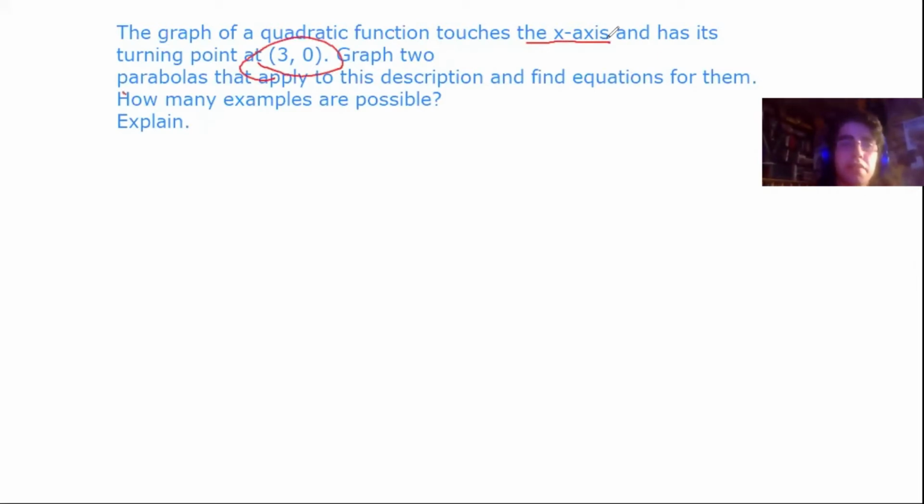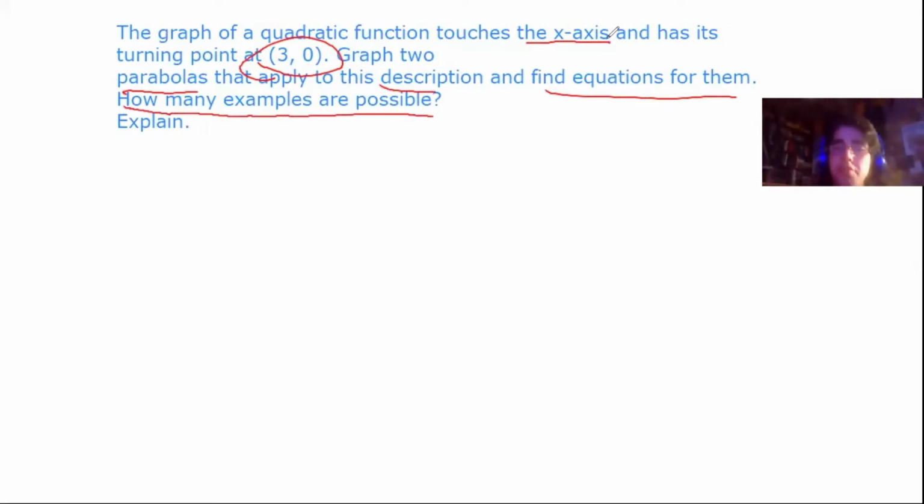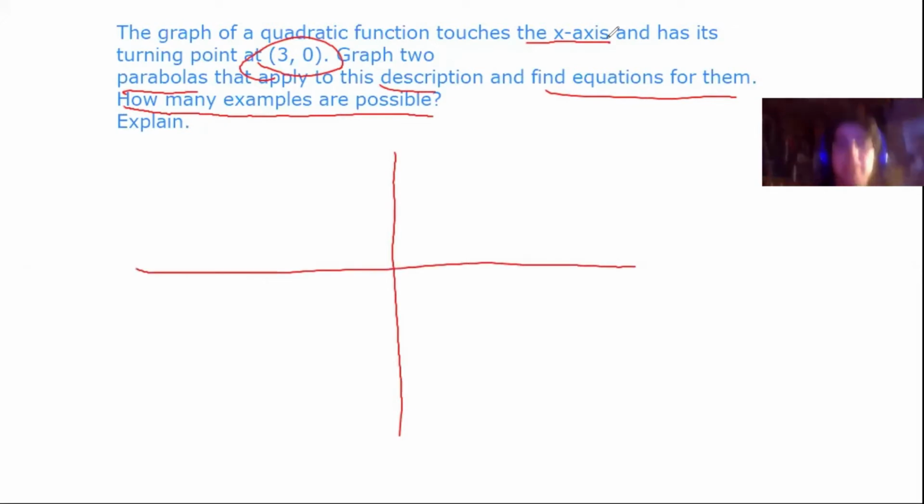We want to graph two parabolas which apply to this description and find equations for them. And then we need to answer the question of how many examples are possible. So let's address the first part, and we're going to go with the two most obvious types of graphs we can get here. So we know it has a turning point at (3, 0), and it's not going to cross the graph at that point. So therefore, if I draw a point there, I know that that's either going to be the minimum or the maximum of my graph. So let's start off with one that would look like a maximum. All right, come down like that and come back up.